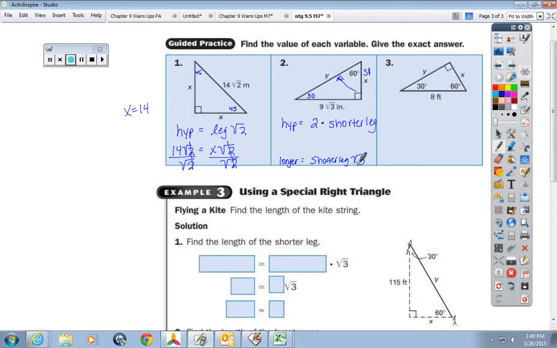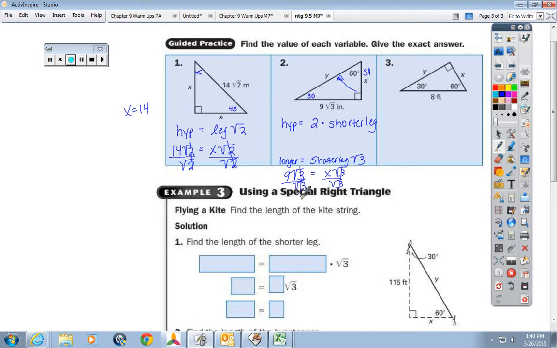Okay, now do I know what the shorter leg is? No, but what variable is that? x. So I'm going to put x times the square root of 3. Now what's being done to x? What's the opposite of multiplying by the square root of 3? Dividing by the square root of 3. If I divide both sides by the square root of 3, what are you left with? 9. So guess what x equals? Or guess what the shorter leg equals?